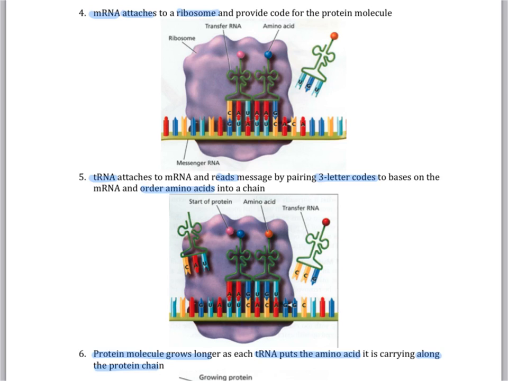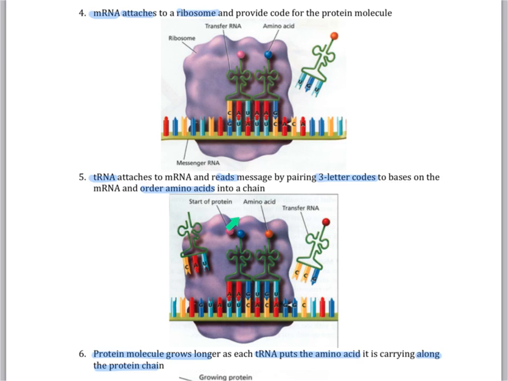Next, the tRNA attaches to the mRNA and reads the message. So it's pairing the 3-letter codes to the bases and creating a chain of amino acids. So here you can see, as this ticker tape is being read through, you've got the transfer RNA, or tRNA, matching, and then it's delivering the amino acid. That's the beginning of a protein. A protein is built by these amino acids.